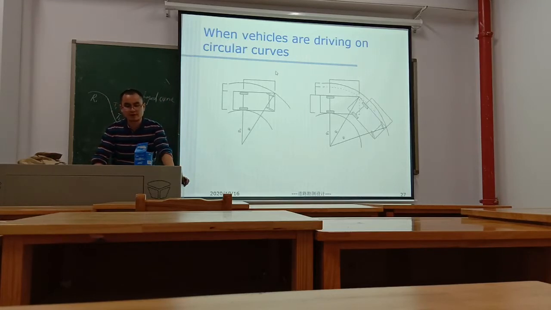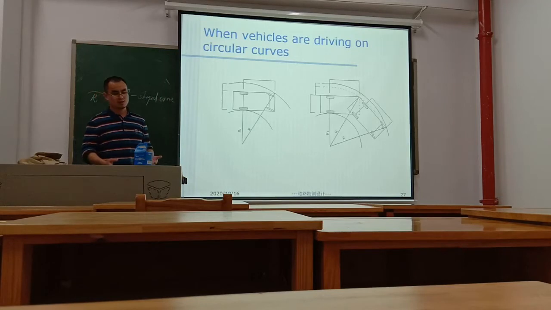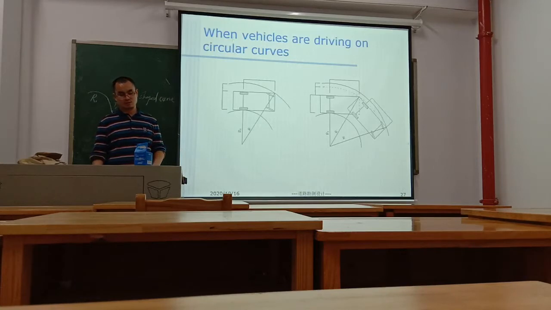When vehicles are driving on such a curve, this is a normal vehicle, such as a car or light truck. This is a heavy truck with two tires.